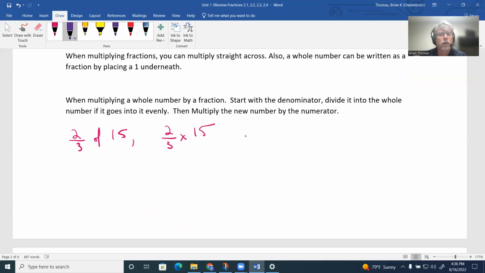So if I want to do 2/3 times 15, because "of" means multiply, what we do is we start with the denominator and ask ourselves, does 3 go into 15? Well, 3 goes into 15 5 times. So what I do is I'll mark those both out and write my answer of 5, and then we multiply the 5 to the remaining number. 2 times 5 would be 10. So 2/3 of 15 would actually be 10.